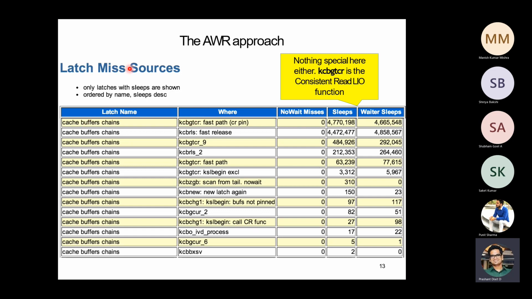If you check the latch miss sources, this shows which part of that latch is frequently missed by the sessions. It says KCBG. These are short forms used by the Oracle software code. KCBG is a representation of the consistent read logical IO function, and KCB is for fast release. RLS stands for release, and K stands for kernel. So within that code of the latch, KCBG, the fast path or CR pin, is going for the maximum number of sleeps, followed by fast release. So now you have a little idea: it's doing something for consistent reads, and that is why it got stuck.